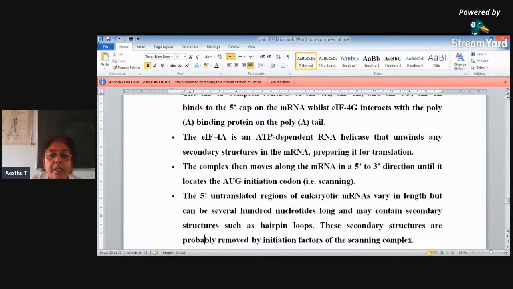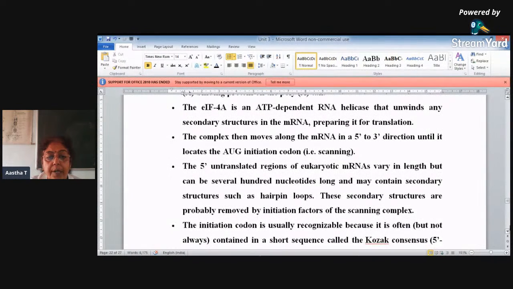Then it will move along the mRNA in 5 prime to 3 prime direction. That process is already known as scanning. The 5 prime untranslated region of eukaryotic mRNA varies in length.